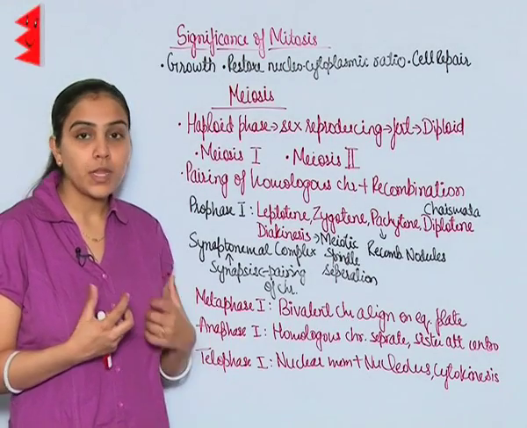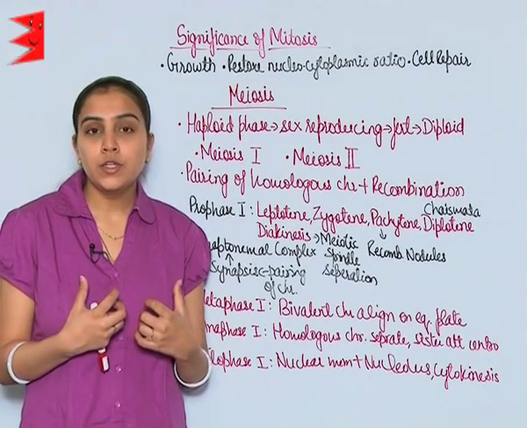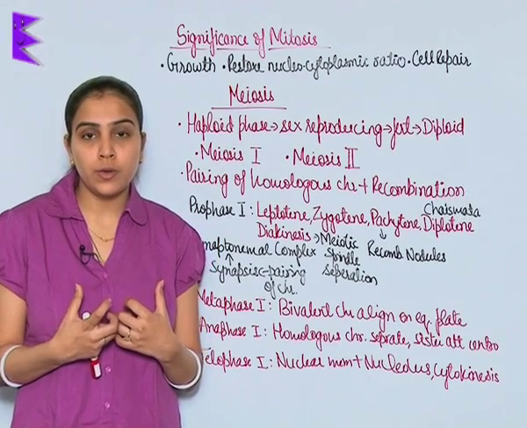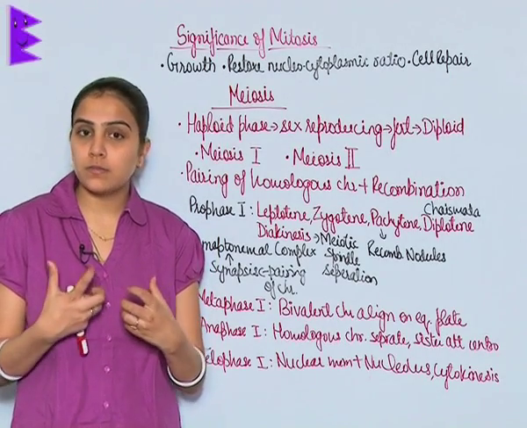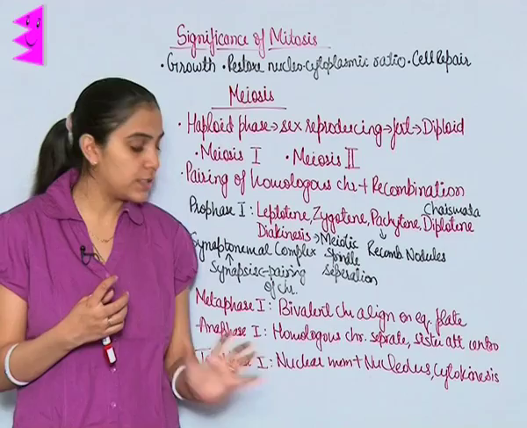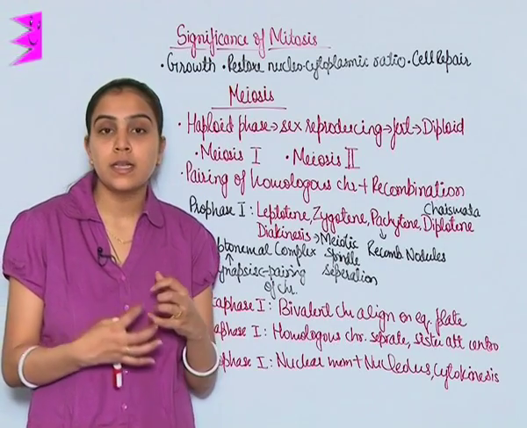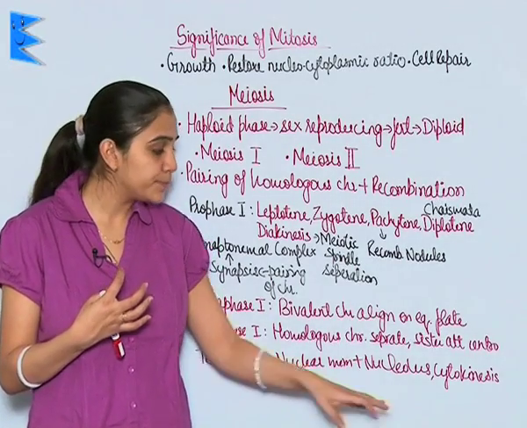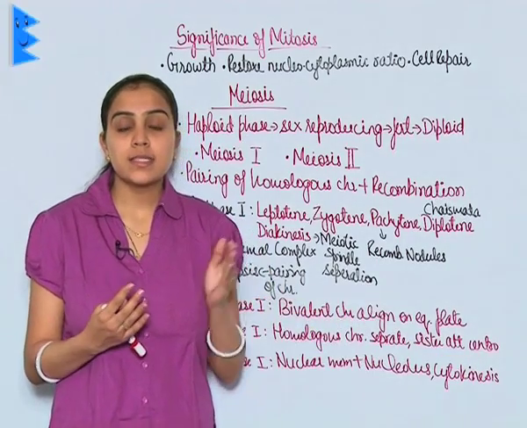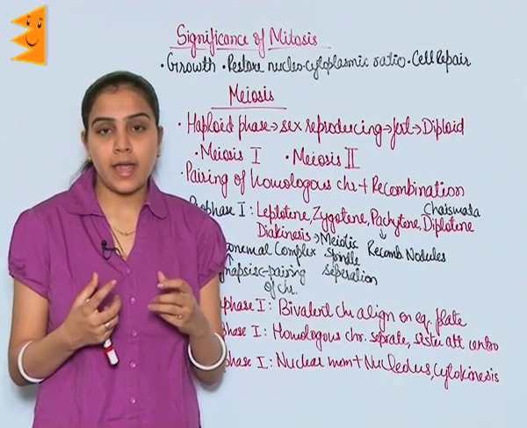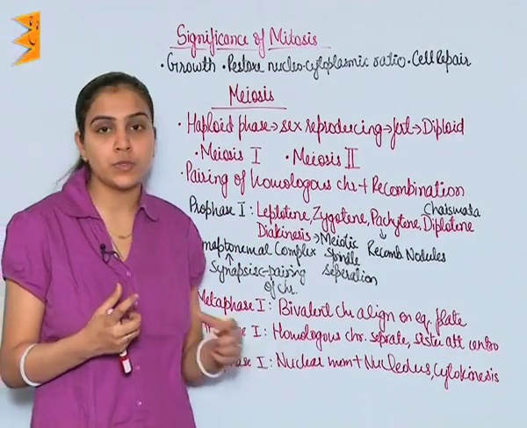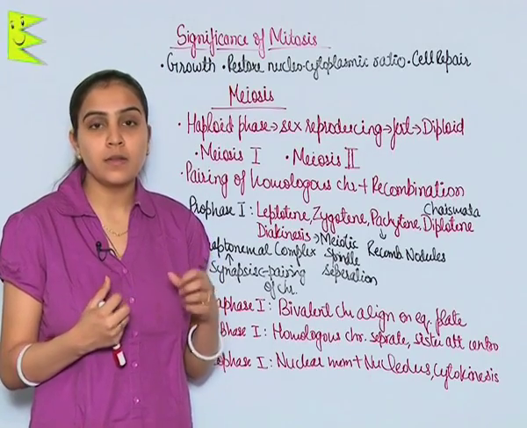Telophase 1. In telophase 1, the nuclear membrane and nucleolus start to form, and further cytokinesis occurs, and hence you can see that after telophase 1, two cells are present.